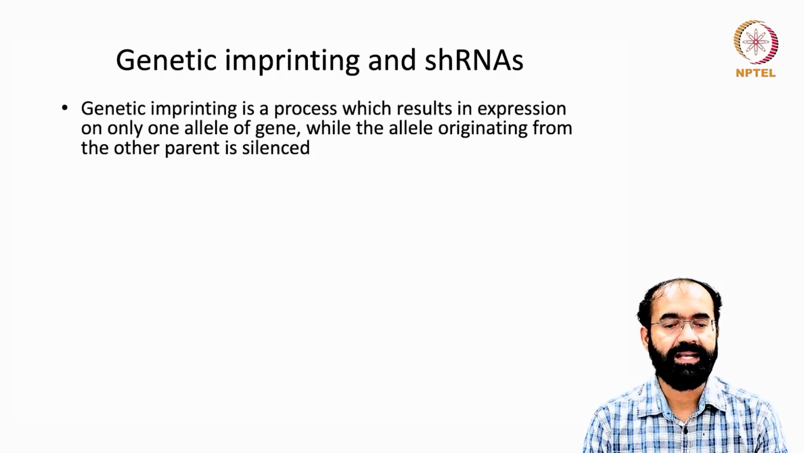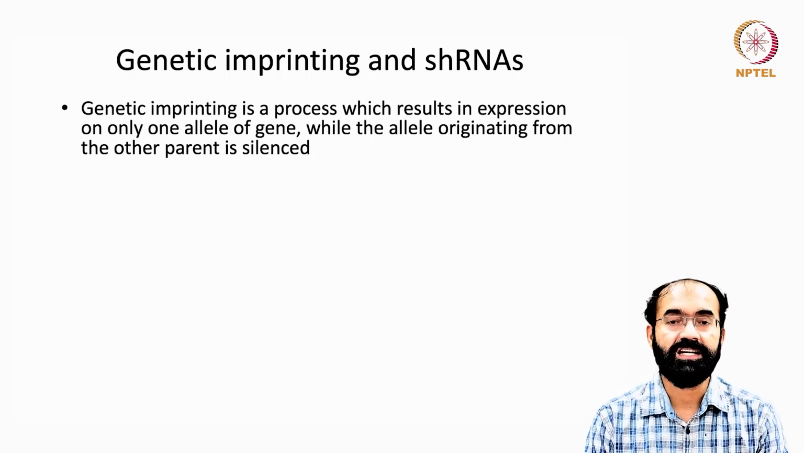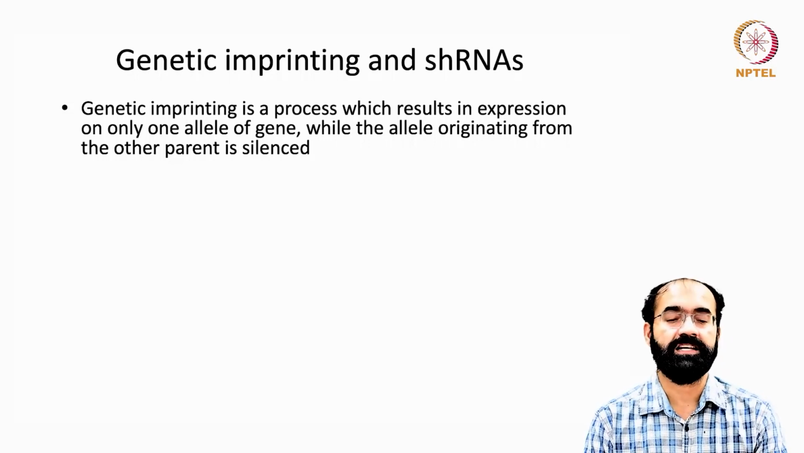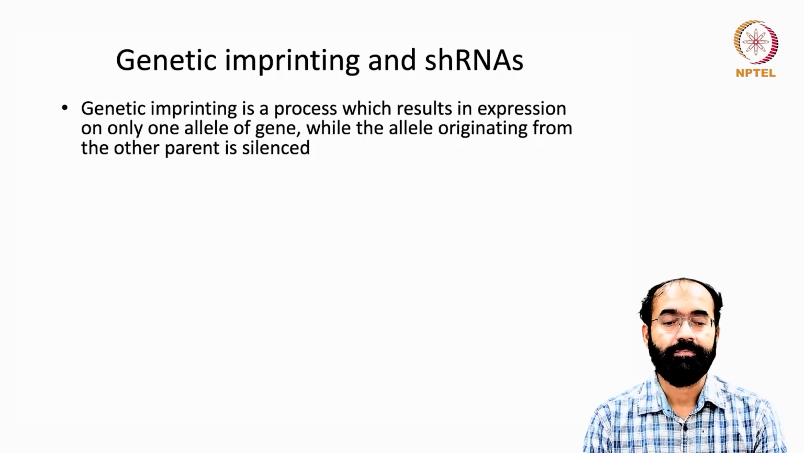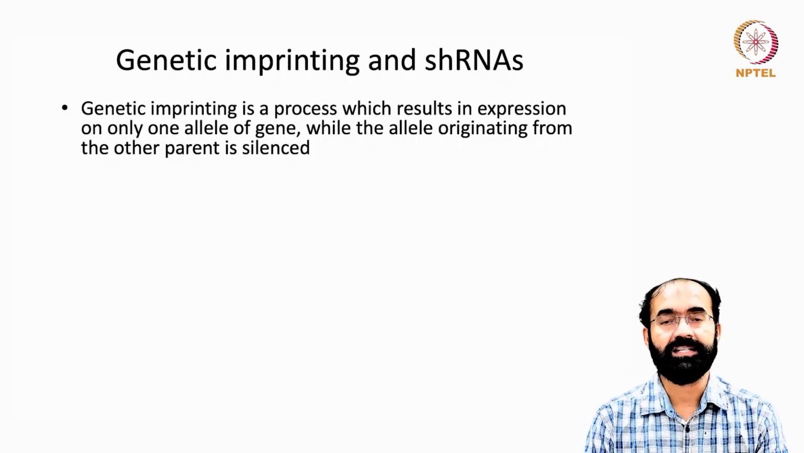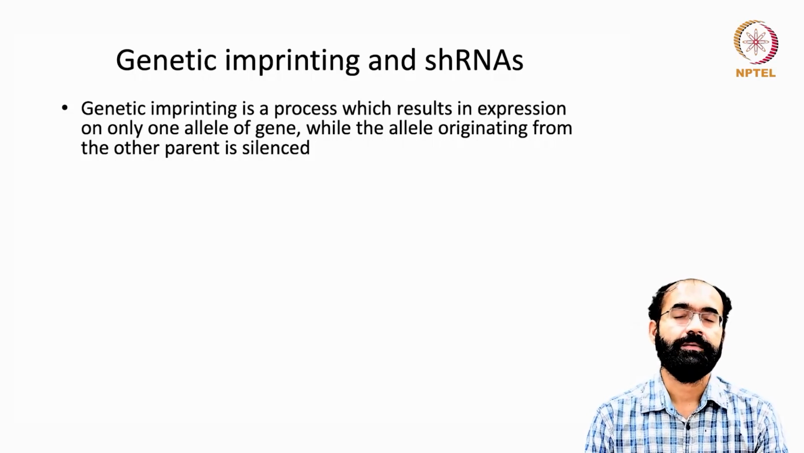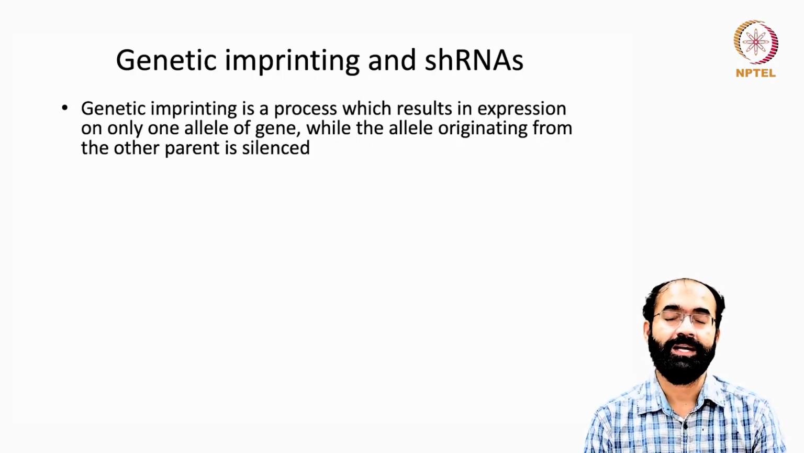Genetic imprinting is a process which results in the expression of only one allele of a gene, and that is called monoallelic gene expression, while the allele originating from the other parent is silenced. We have to understand you have two copies of each gene and we call it an allele. Say gene A, you have two copies of it. One came from father, one came from mother. So we call them a paternal copy and a maternal copy.